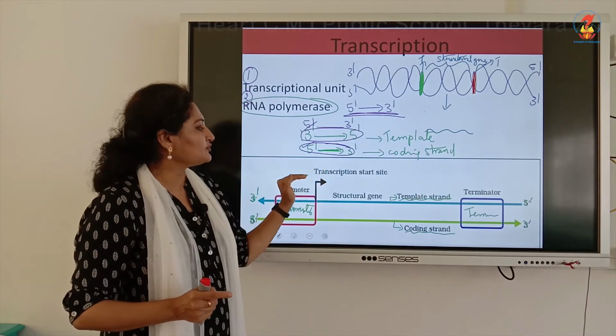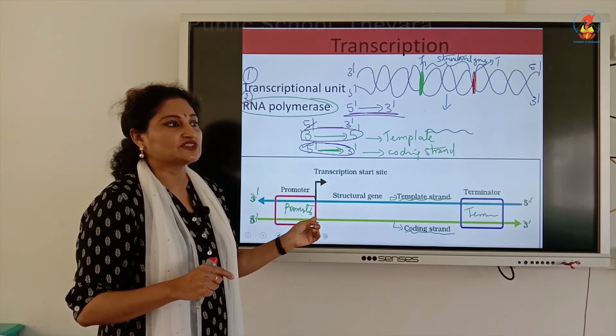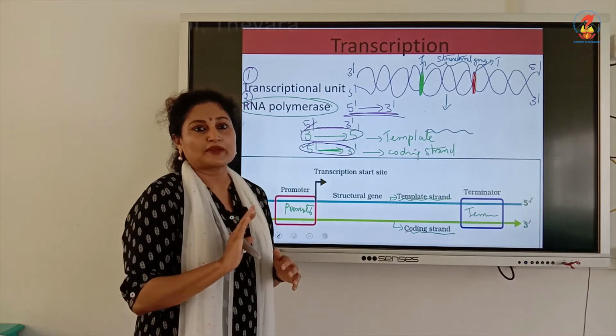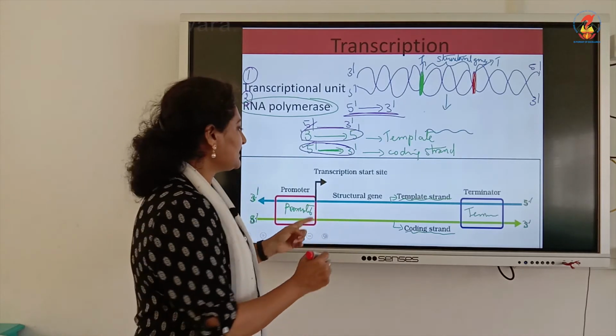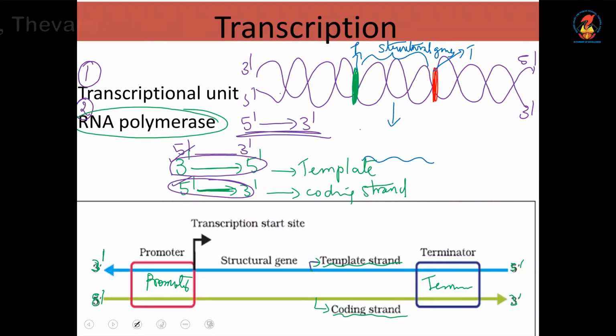Therefore, which strand will it select for adding the nucleotides? It will select which strand? The strand which has the polarity 3' 5', not 5' 3'. Clear? That's why this strand, indicated in blue in this diagram, is called the template strand. And the second strand, indicated in green, is called the coding strand.